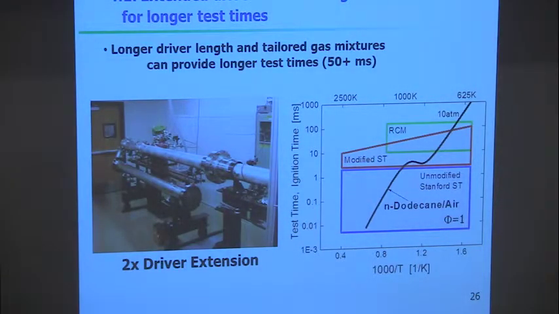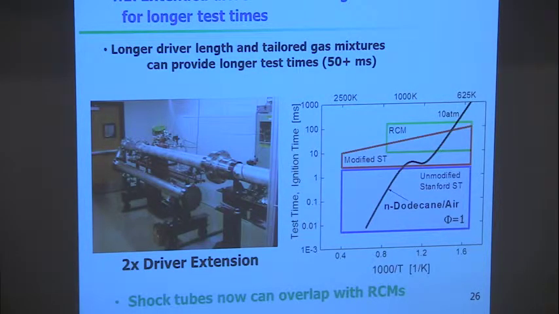Basically, the first step is you increase the length of the driver by 2. That means you delay the time it takes. So you assume it's tailored, you delay the time the rarefaction wave arrives. Then we play some more tricks. So we can get some pretty long times, up to about 100 milliseconds. That should give us access to studying this very intriguing region right here.